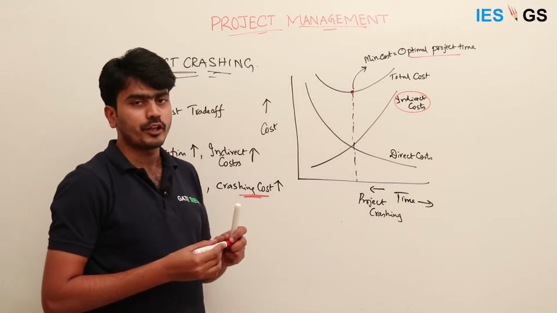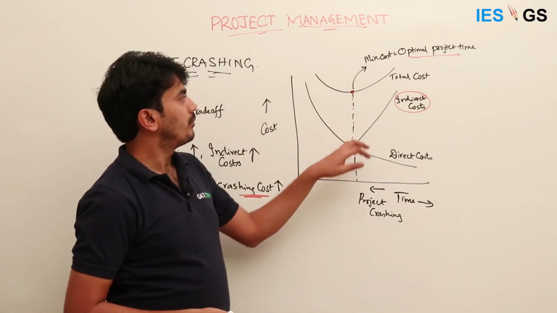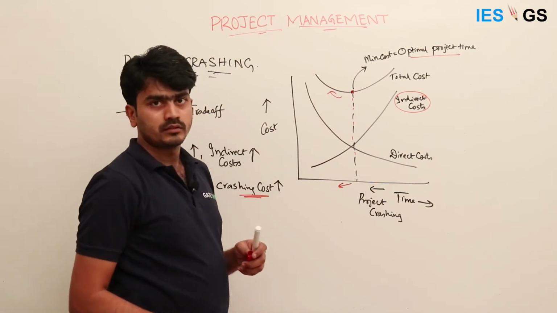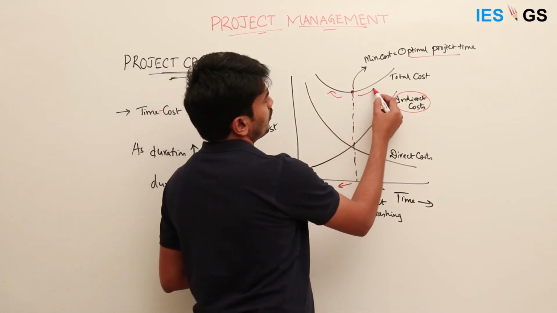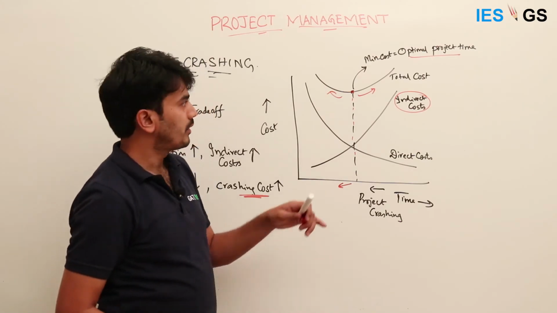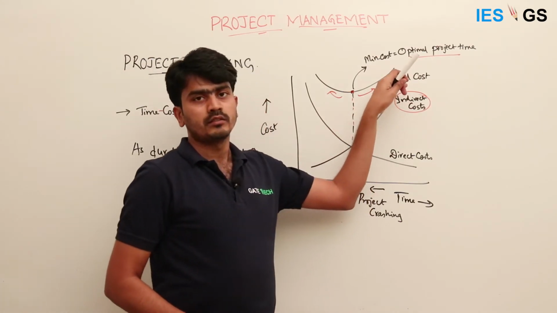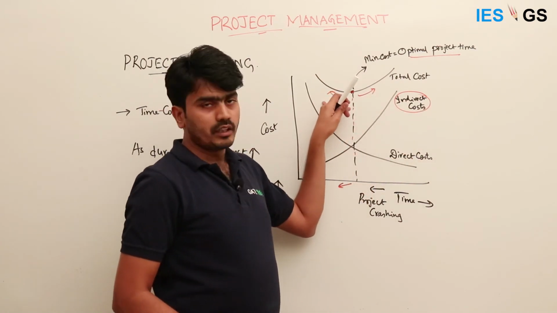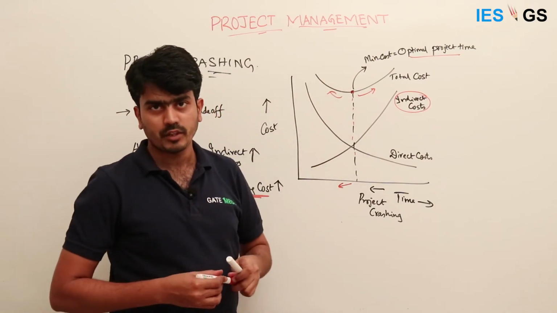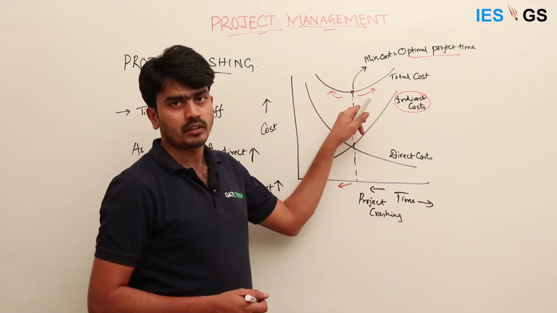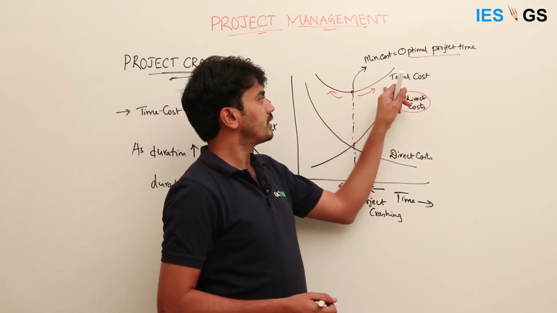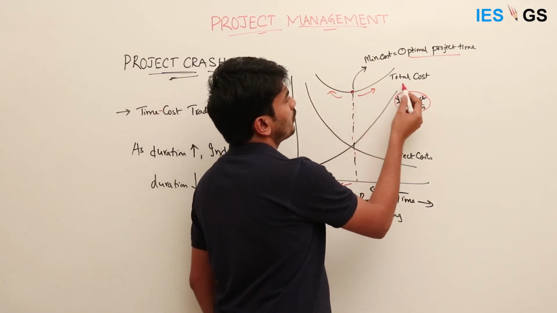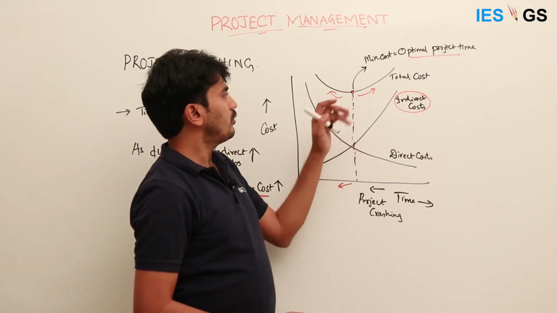In the sense, we cannot shorten the time below this, we cannot move below this because it will incur a larger cost, and even if we go over this optimal project time, it will also incur additional indirect cost. So if we go towards the left, it will incur more cost in terms of crashing because we are reducing the time below the optimal project time, and if we use more time than the optimal time, it will incur more indirect cost. So there is always a trade-off between these two.